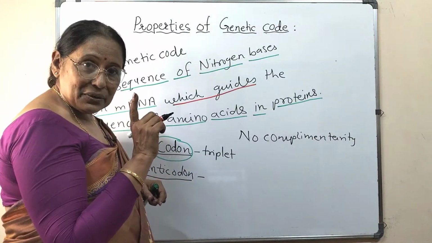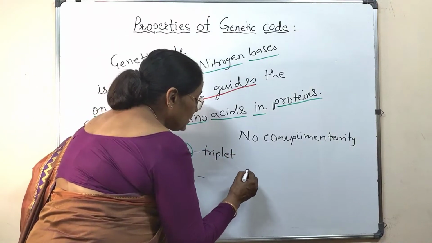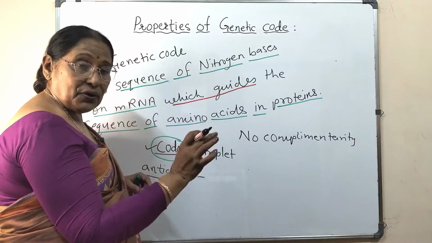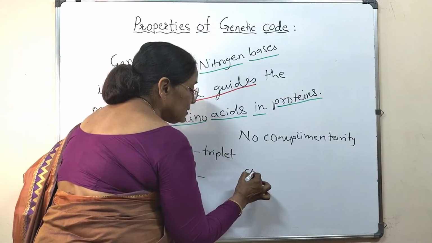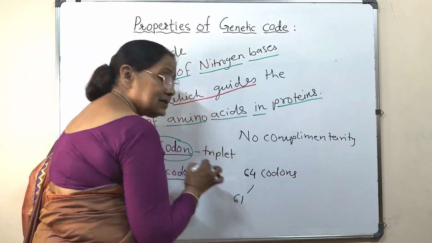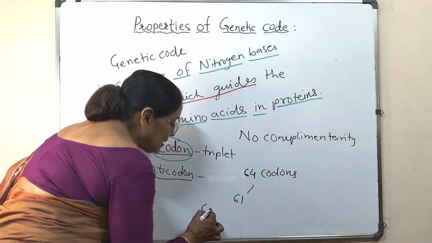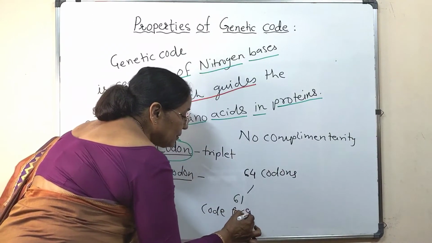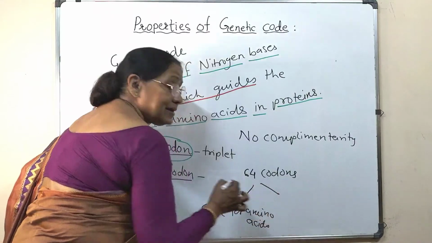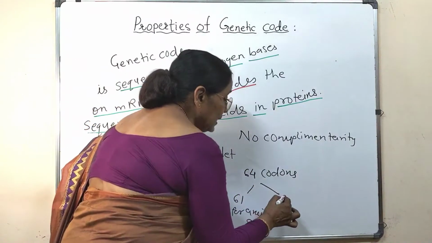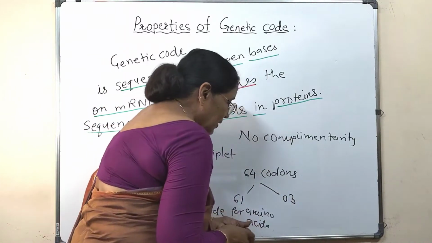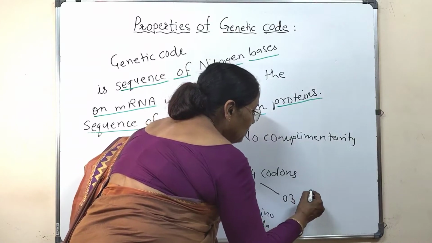The first property of the genetic code says that the codons are triplet. So there are 64 codons, out of which 61 code for amino acids. What about the rest 3? They do not code for any amino acid, and they are called the stop codons.